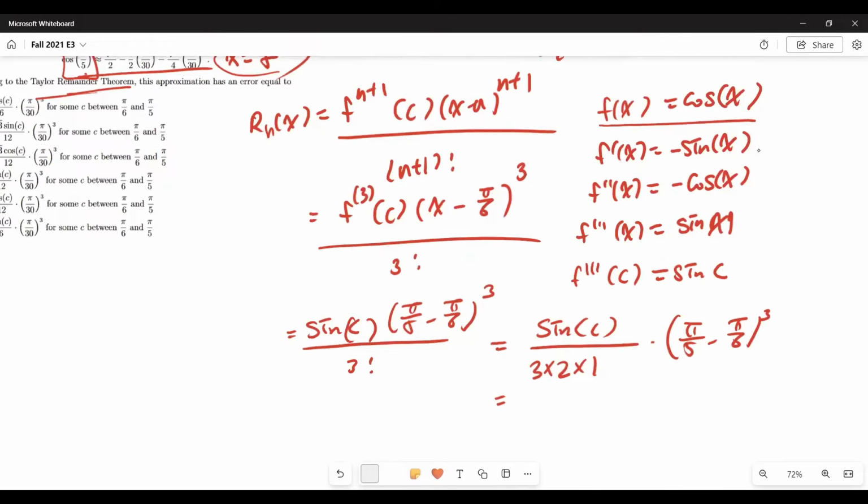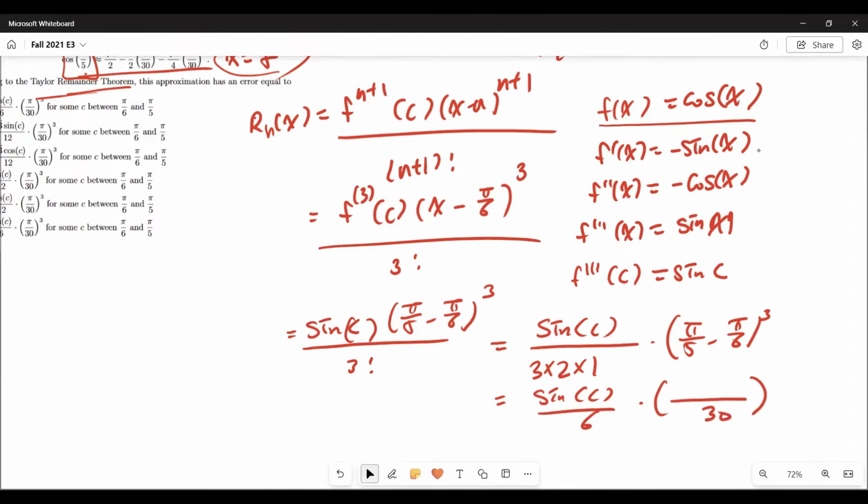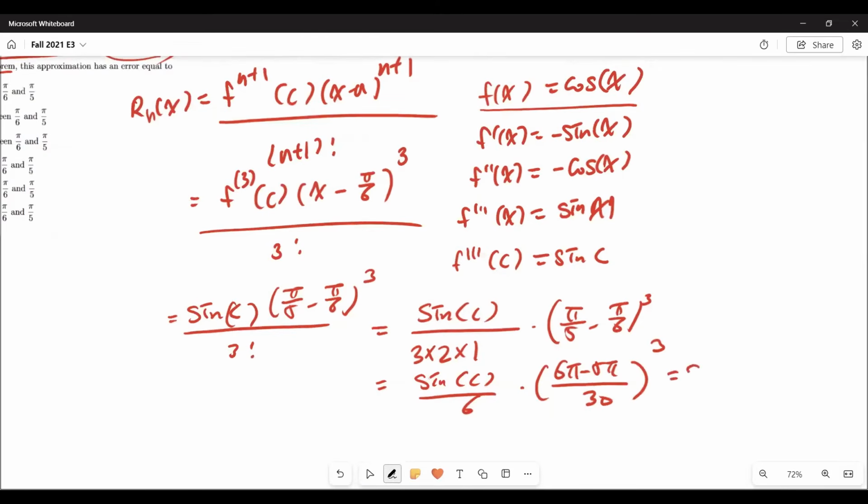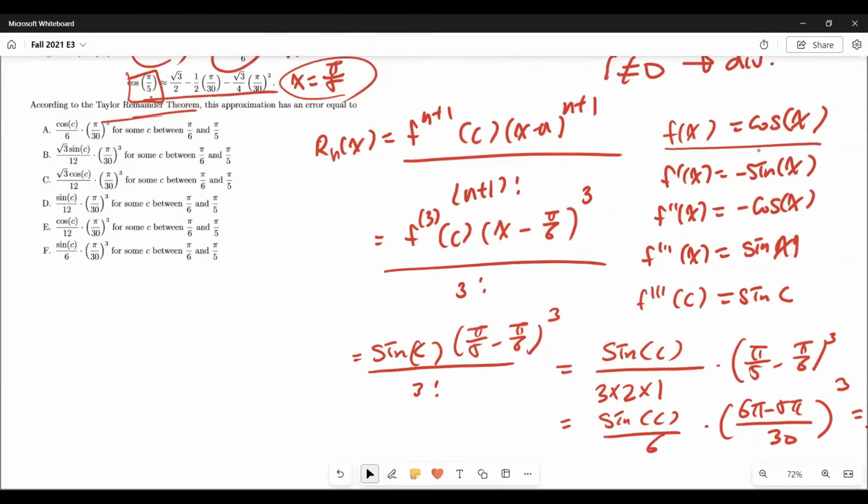So this is going to be sine of c over 6 times the least common denominator of 30, so 6 pi minus 5 pi to the cube, which is the same as sine c over 6 times pi over 30 cubed. So that's this one. Okay, so the answer is F.